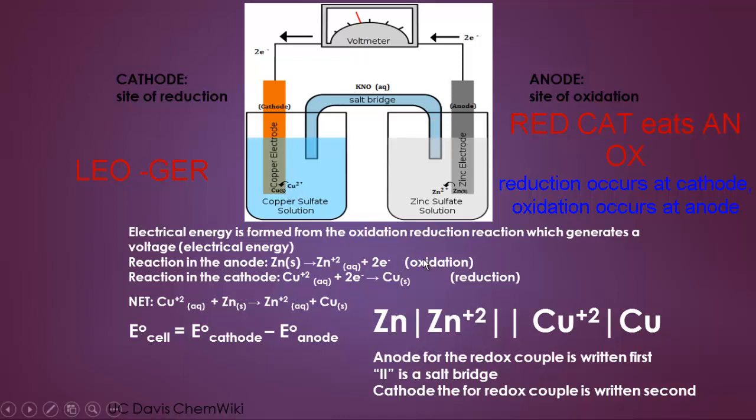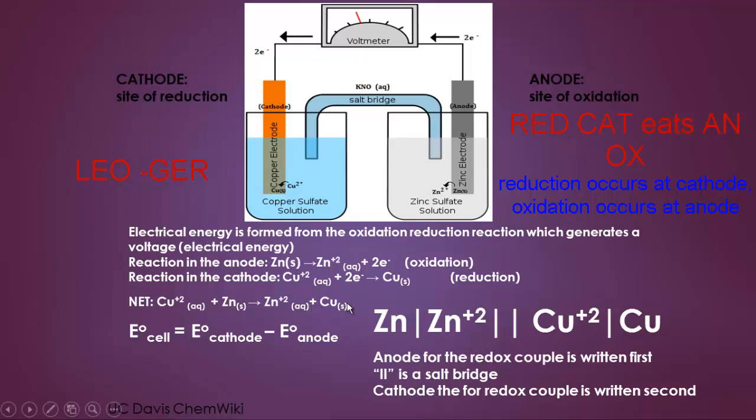There's a common mnemonic that's used. It's called LEO-GER. LEO: lose electrons, oxidation. Here, zinc loses 2 electrons to become zinc plus 2. And then GER, G-E-R: copper gains 2 electrons in order to become copper solid. LEO-GER: lose electrons, oxidation; gain electrons, reduction. So when you cancel out the electrons, with no free electrons in any of these half reactions, the 2 electrons cancel, and you're left with this redox reaction, which is nothing more than an oxidation reaction and a reduction reaction.